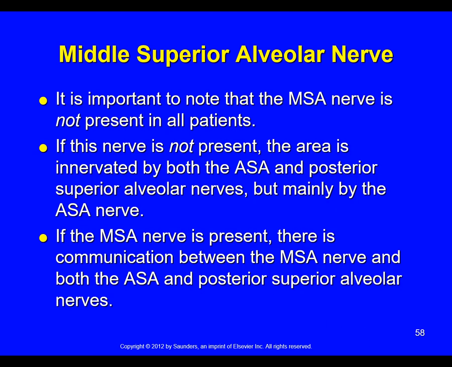Not everybody has an MSA nerve. It's missing in 28% of the people. If that nerve is not present, the area is innervated by the ASA and the PSA, mainly the ASA. If the nerve is present, there's communication between the MSA nerve and both the ASA and PSA.